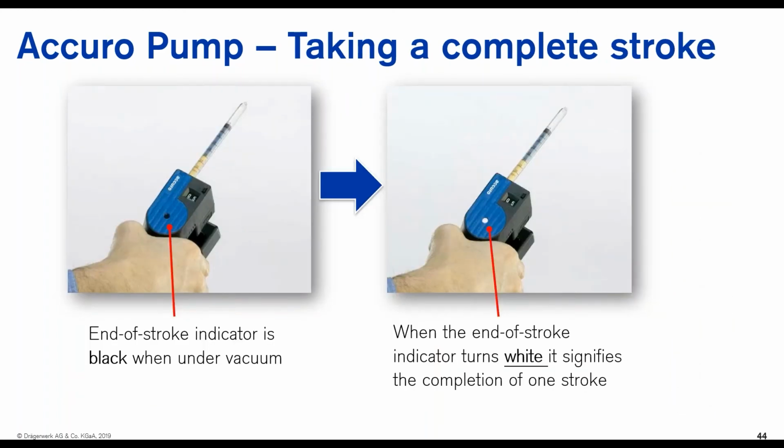And then when you want to take a complete stroke, you just need to squeeze, and the end of stroke indicator is black when under vacuum. That's why when you release, the end of stroke indicator should turn white. It signifies the completion of one single stroke. So this is where our Accuro pump is very easy to use. To take one complete stroke, you don't require any further action. You just need to squeeze and release, and the pump will take in the required volume, and then you will see the end of stroke indicator turn white. That's when you see if you need to do a second stroke, depending on the tube itself.